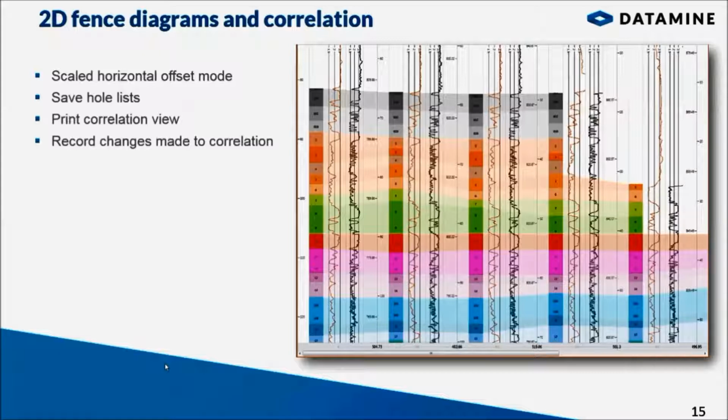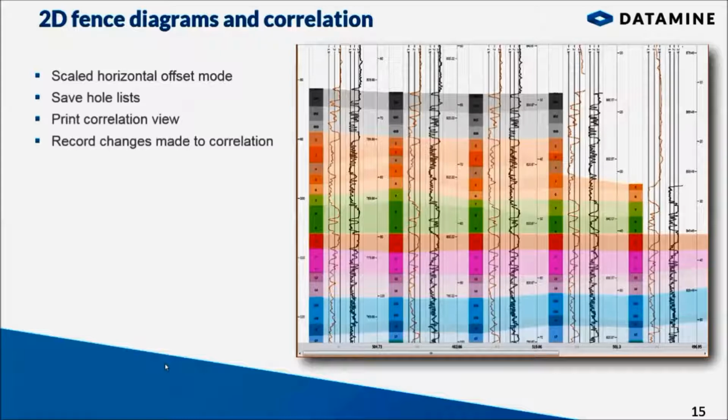Also, something that was asked for is the ability to record any changes that you make to your correlation in an audit log. So if you change a depth, or if you reinterpret your seam interpretations, all of that is now saved in an audit log.